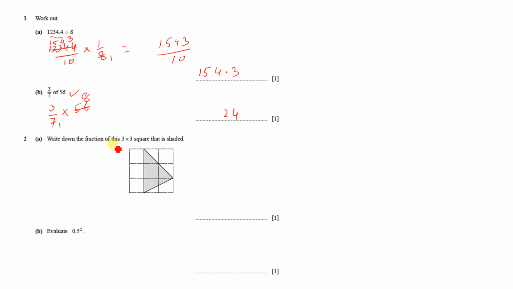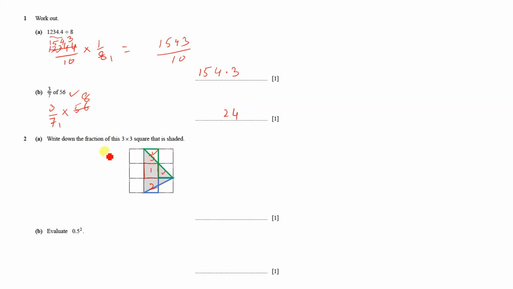Okay, next write down the fraction of this 3 by 3 square that is shaded. So this is shaded area, and we can see that we have 9 small square boxes inside the bigger box, and the shaded area is this one small box, and it also contains another small box, right? So this is 1, this is 2, and this is the area which is equal to this one. So this is how shaded area consists of 3 small boxes.